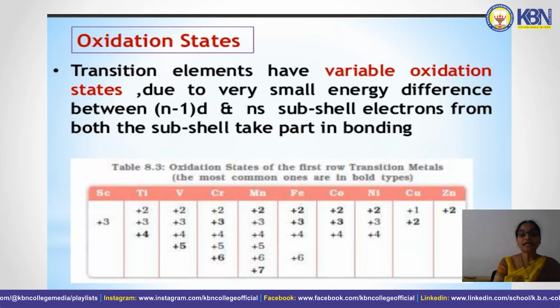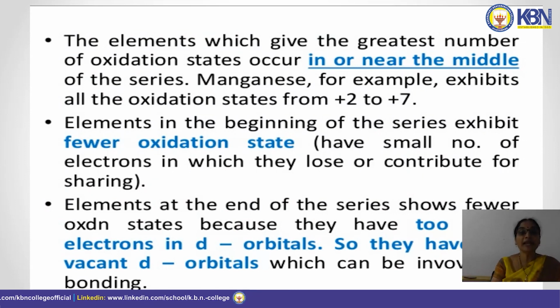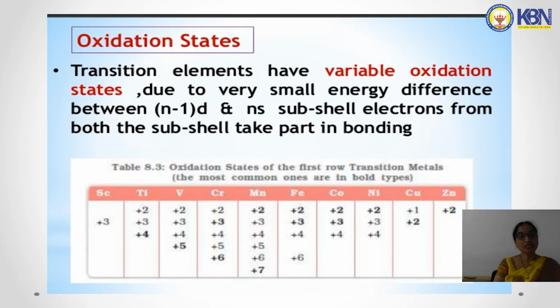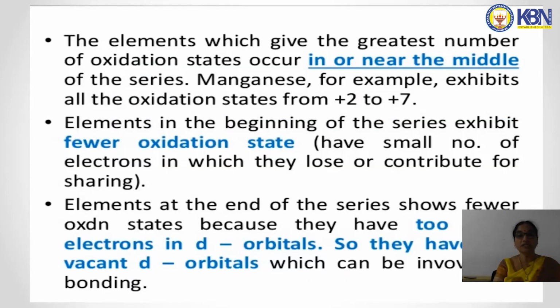From scandium to zinc in the 3d series, the minimum oxidation state is +1, which is exhibited by copper, and the maximum oxidation state is +7, which is exhibited by manganese. The elements which give the greatest number of oxidation states occur in or near the middle of the series. For example, manganese exhibits variable oxidation states from +2 to +7. Elements at the beginning of the series exhibit fewer oxidation states. That means the number of oxidation states increases from scandium to manganese and then decreases from manganese to zinc. Elements at the end of the series show fewer oxidation states because they have paired electrons in d orbitals.